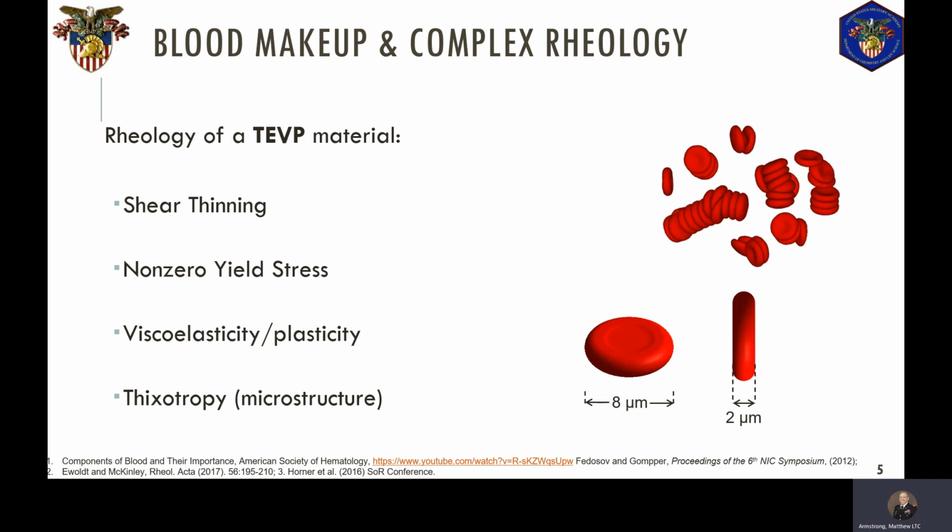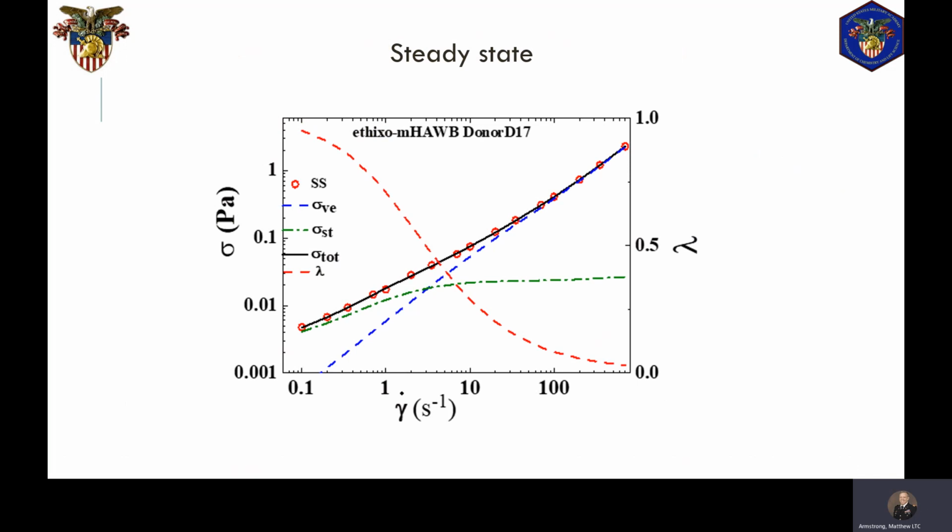And of course, blood being complex is shear thinning, which means that the viscosity changes as a function of the shear rate. It has a non-zero yield stress, which is the minimum stress required to induce flow. It does have viscoelasticity and plasticity. And in fact, the viscoelasticity has a contribution from the plasma and red blood cell backbone and also the rouleau. And the thixotropy refers directly to the rouleau. And during different flow conditions, there's going to be forming and breakage of said rouleau.